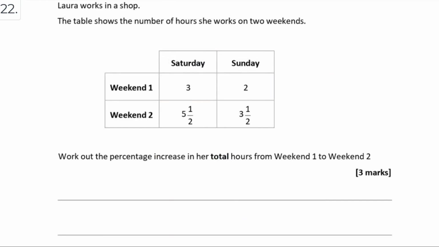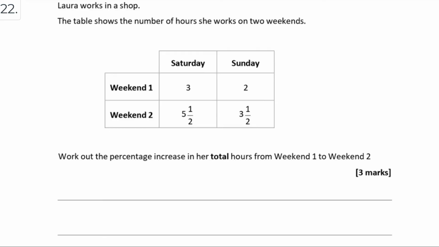Laura works in a shop. The table shows the number of hours she works on 2 weekends. So we've got weekend 1, weekend 2, and we've got Saturday and Sunday. So it's a bit of a two-way table going on here. Work out the percentage increase in her total hours from weekend 1 to weekend 2.